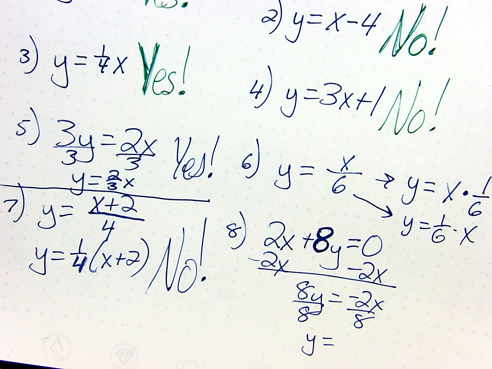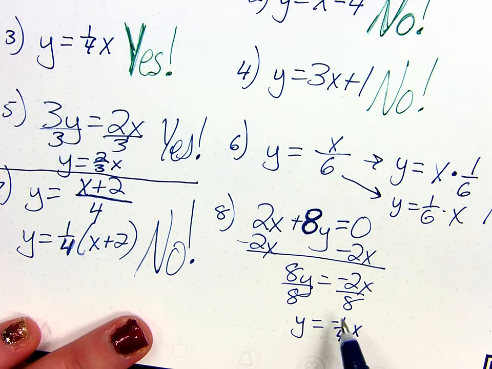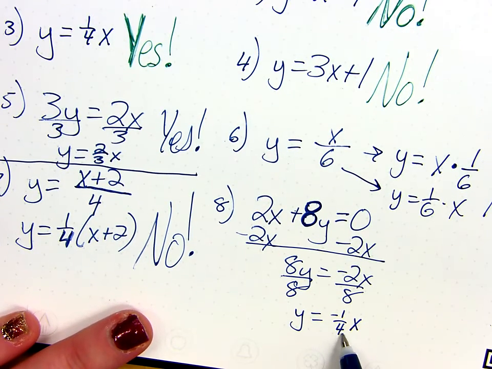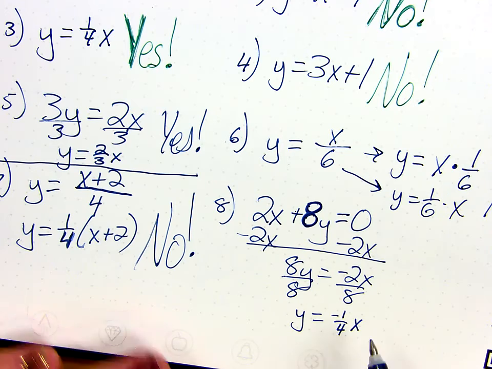So now, couldn't I write this as negative 1/4 x? And is that direct variation? Yeah, I have a negative. I don't know if you can see it. Oh, you want the negative down on the 4? Oh, okay, yeah.